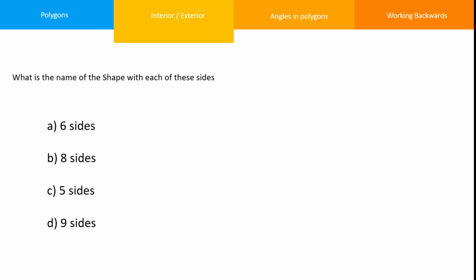So let's get back to learning. We've got hexagon, octagon, pentagon, and nonagon. I can't say nonagon without doing the song. A nonagon.